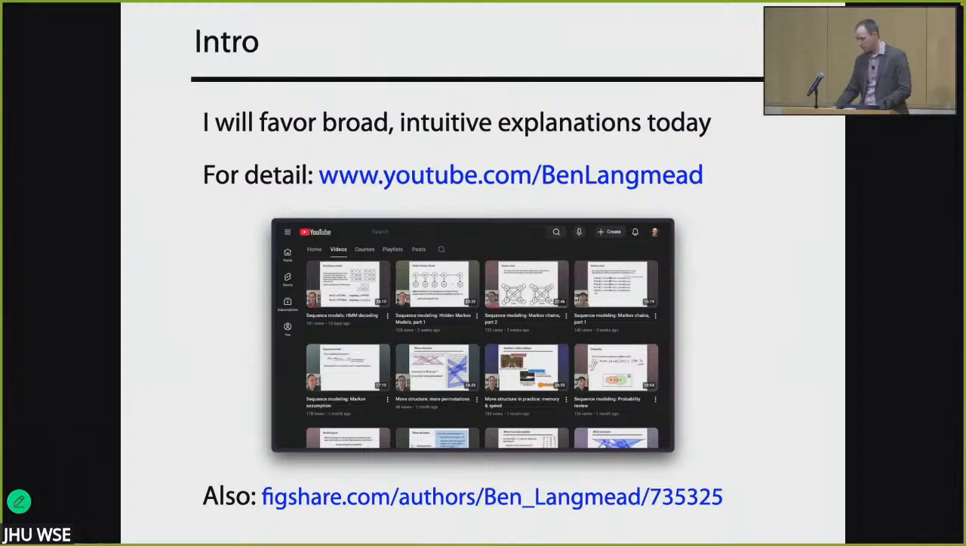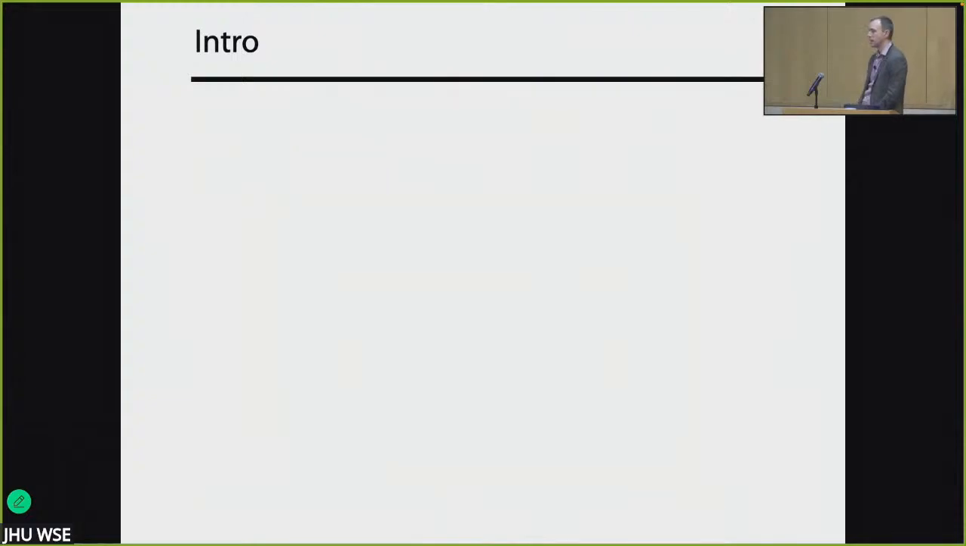Okay. So I am a computer scientist, and I work on algorithms for analyzing sequencing data. So what is that? Why do computer scientists work on that? What do I really mean?